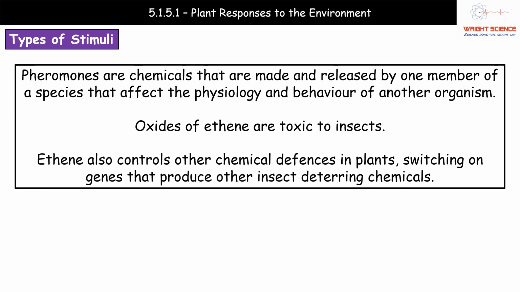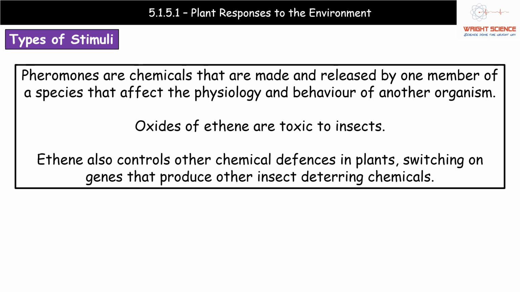We then come on to pheromones, and you may well have heard about these in terms of being used in mating and things like this in organisms. Now, pheromones are chemicals that are made and released by one member of a species, and they are going to actually affect the physiology and behaviour of another organism. So quite clearly, if plants are able to release these pheromones that have an impact on another organism, changing their behaviour, etc., it can act as a pretty good deterrent.